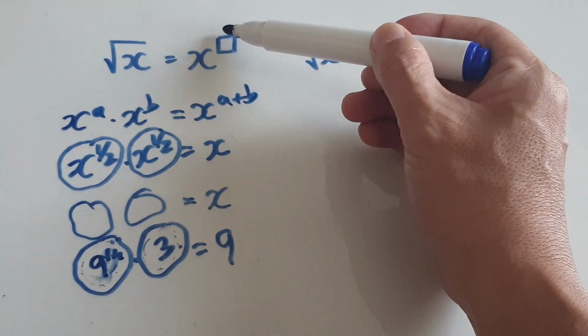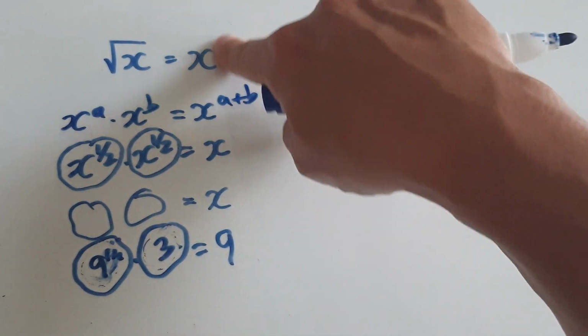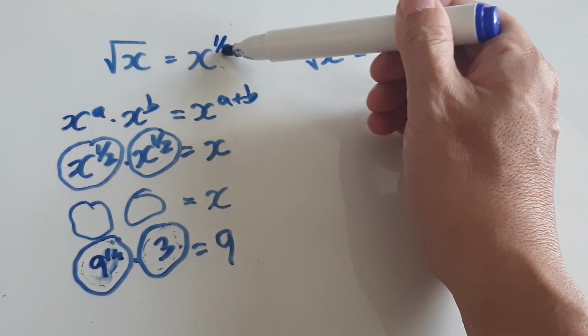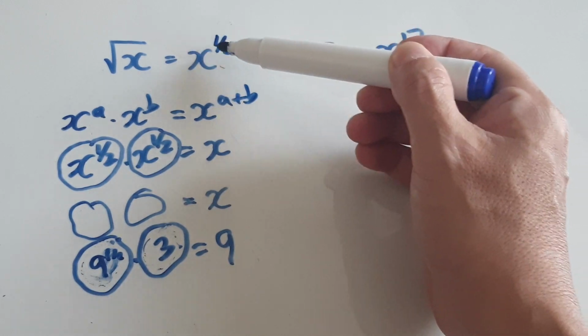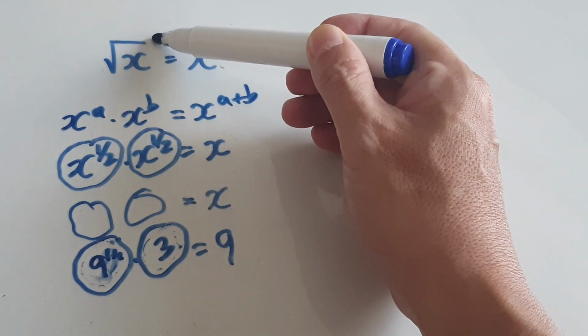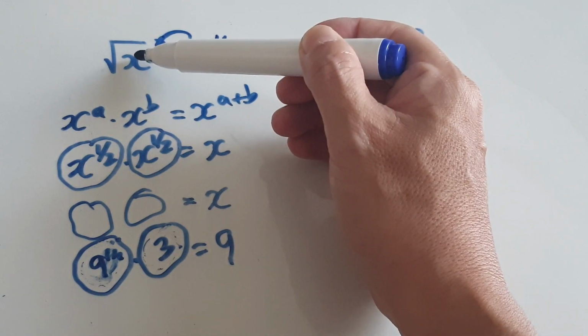So here, it should be x to the power of a half. Remember, we don't understand what it means to have a power of a fraction, but x to the power of a half is actually the square root of x.